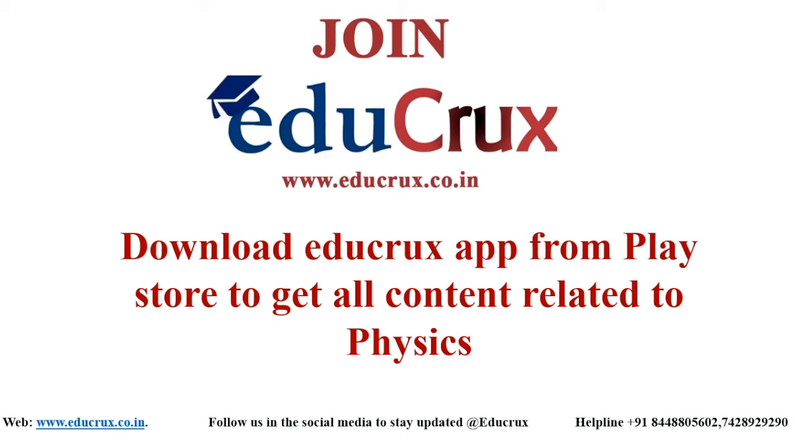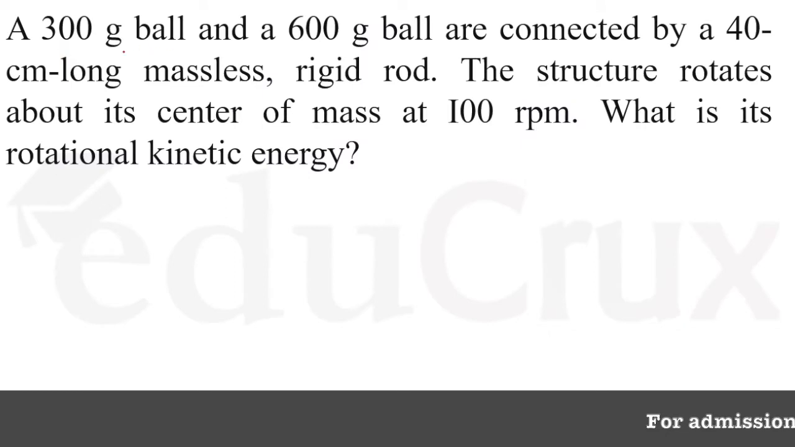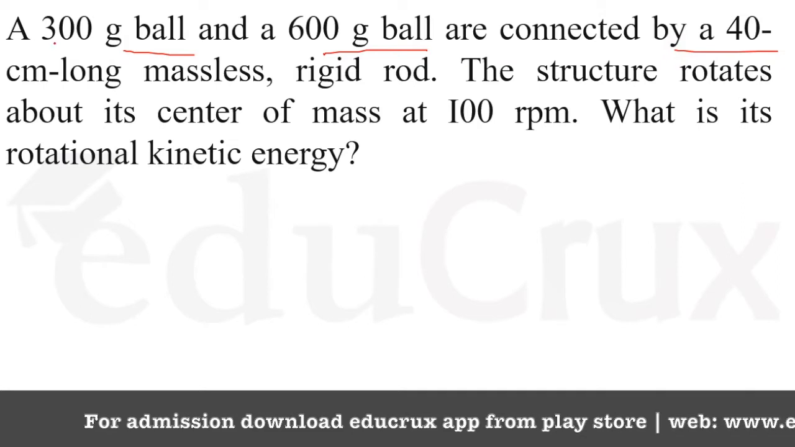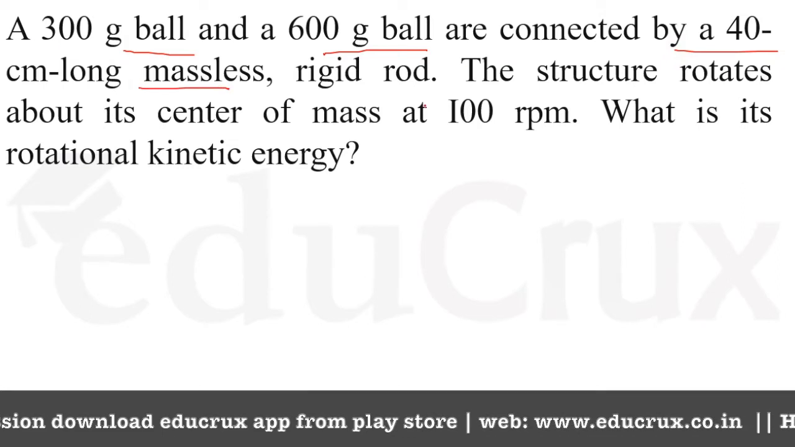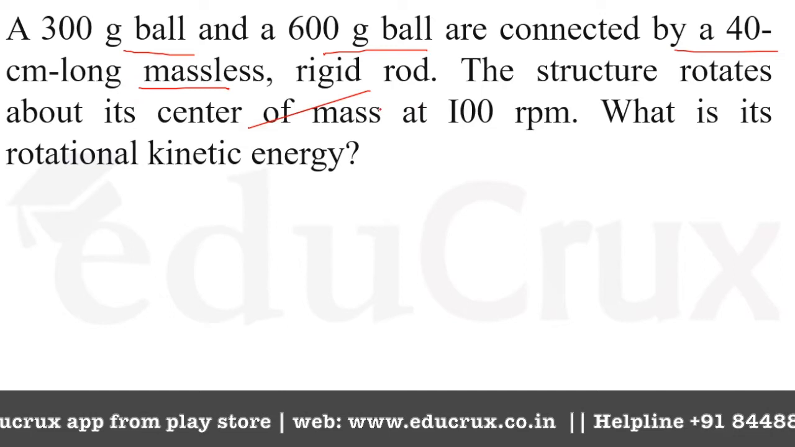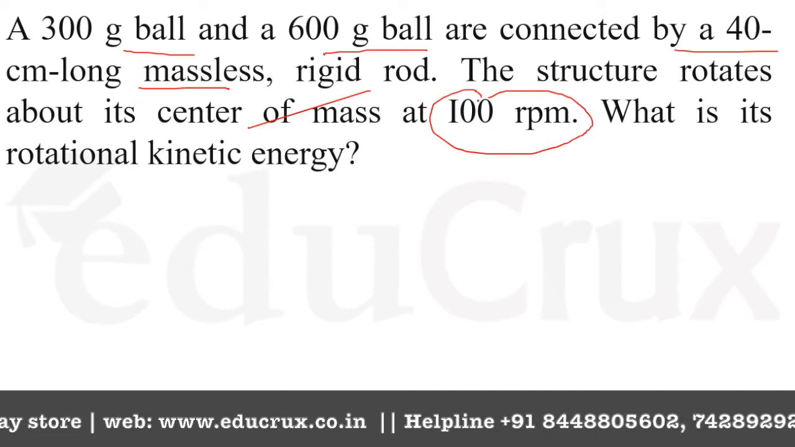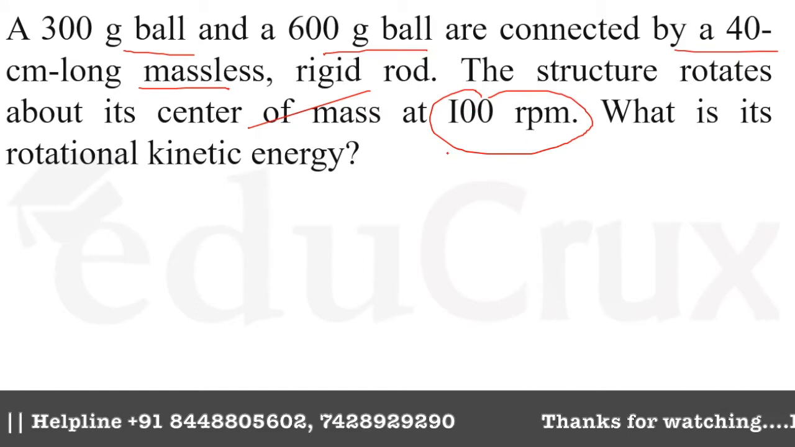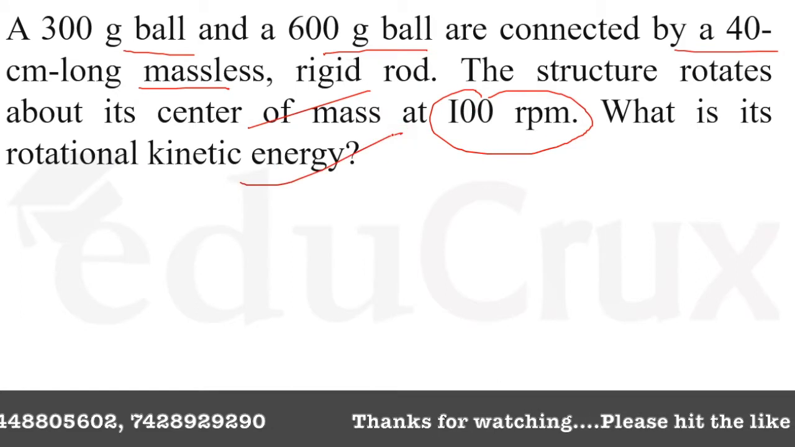Physics competitive exams. And so our question says that there is a 300-gram ball and a 600-gram ball, and these are connected by a 40 centimeter long massless rigid rod. And the structure rotates about its center of mass at 100 rotations per minute. What is its rotational kinetic energy?